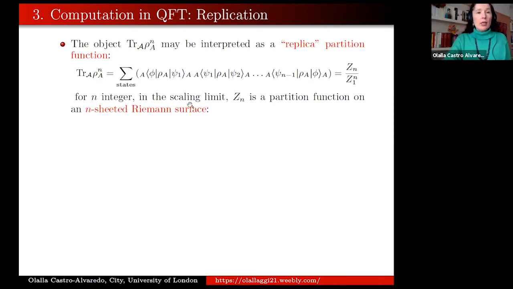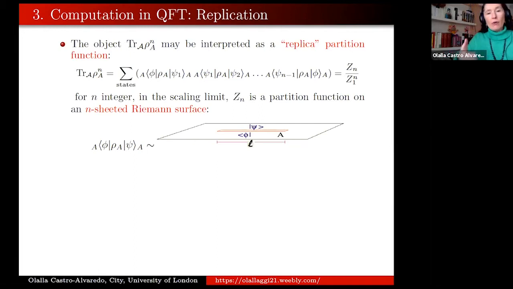Now this, I tell you, has an interpretation as a partition function. And it is a partition function Zn, properly normalized. So we're going to normalize by Z1 to the n, just purely to make sure that when n goes to 1, this becomes 1. Okay, it becomes trivial. So it turns out this has an interpretation as a partition function on a Riemann surface with n sheets.